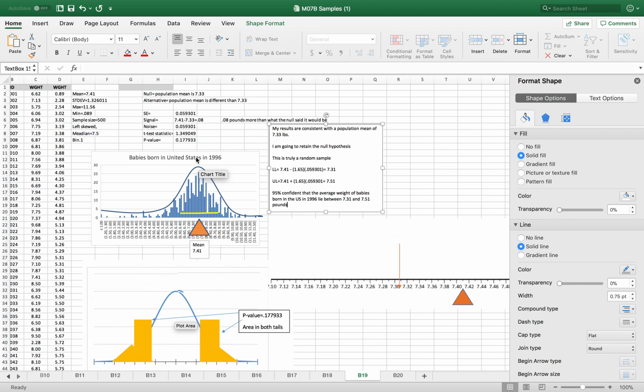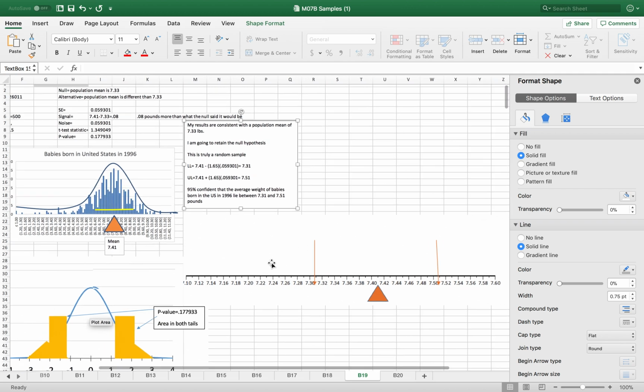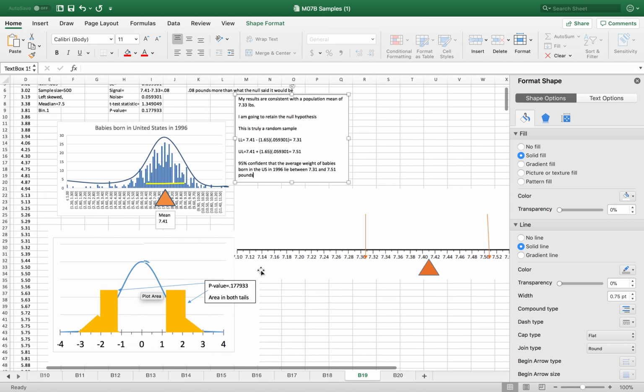So overall, here are all of my calculations. Here are my second calculations. This is the results I'm giving. This is my histogram. This is my confidence interval right here. And right here, it's representing my p-value in both tails.